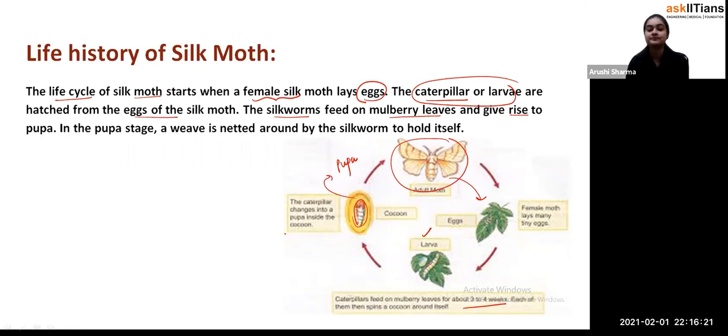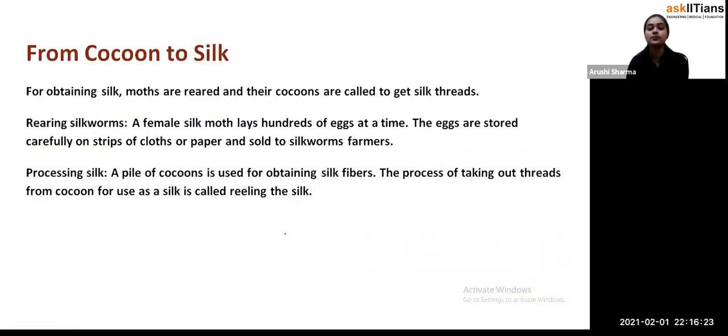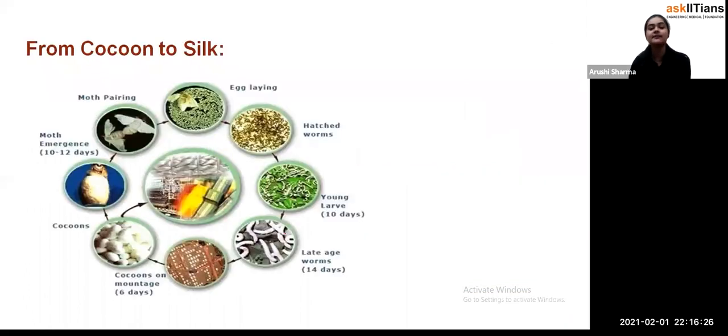Fine. Now moving from cocoon to silk. We can see the picture here, students. You can see that there is the moth pairing. First of all moth pairing is done, then they lay the eggs. After the eggs are laid, the hatching process is done here. After the hatching process, students, there is the formation of the young larva within 10 days. After the young larva, there is the late age worms, which we also call the silkworms.